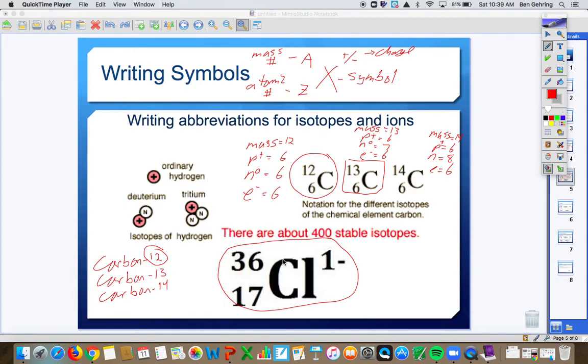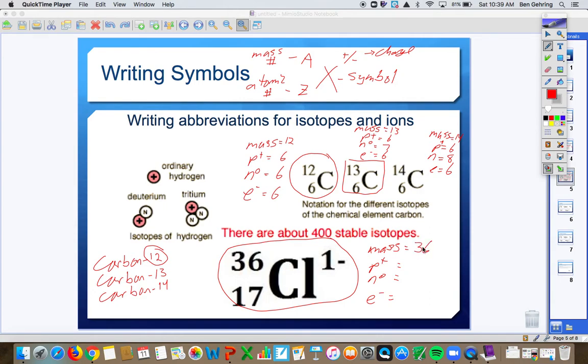So I want you to take a second, pause the video after I talk. I want to know mass number, mass, protons, neutrons, electrons. Go ahead and pause the video, get those calculations done, and resume the video and I'll give you your answers.